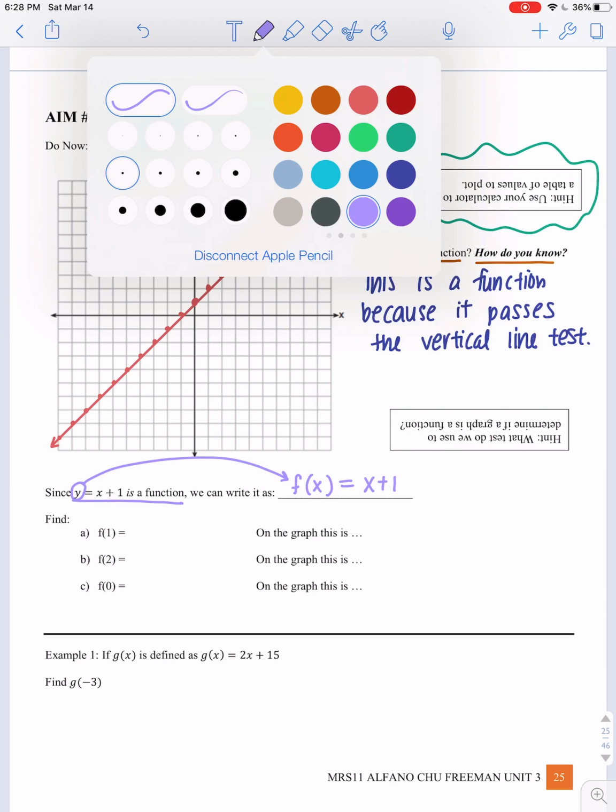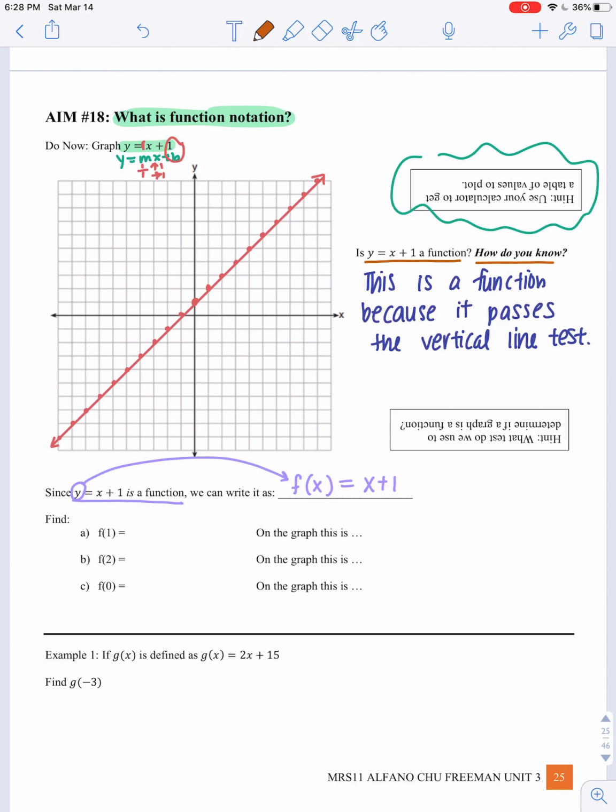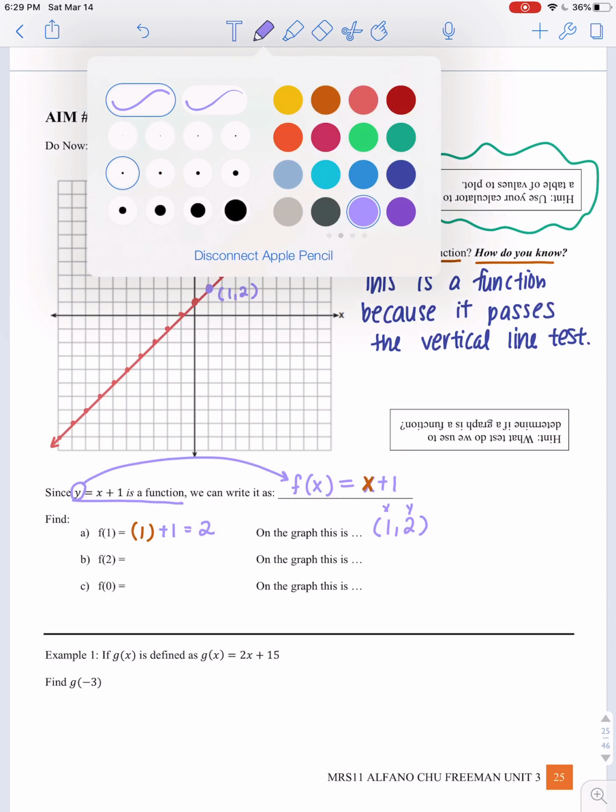Okay, so we're going to plug into our function. f of 1 is going to be, instead of my x value, so let me change that to brown so you can see what I'm doing, I'm going to replace my x value with 1. That's going to be 1 plus 1, which is equal to 2. And let's take a look at where that is on my graph. When x is equal to 1, my y value is 2. That's that point right there, (1, 2). Right, my x value and my y value, my input and my output.